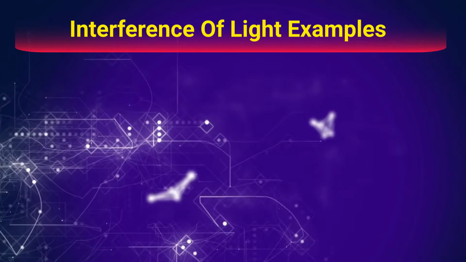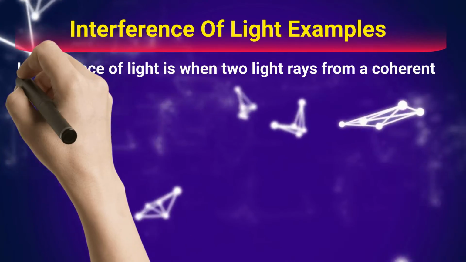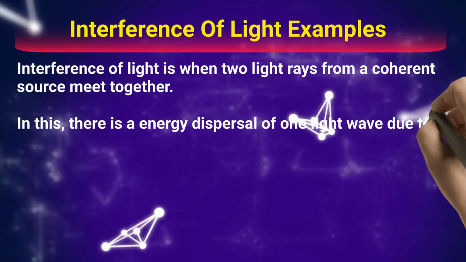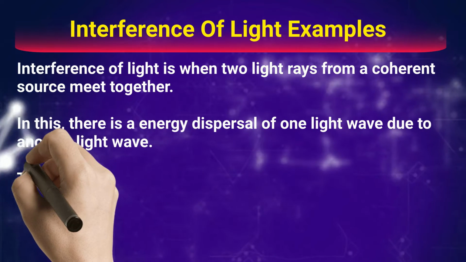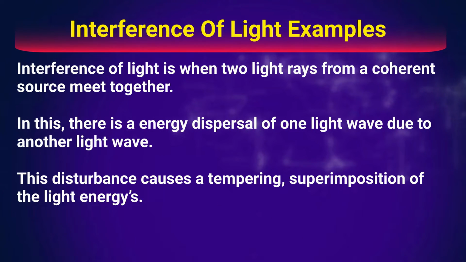Let's start with the objectives of this tutorial. Interference of light is when two light rays from a coherent source meet together. In this, there is an energy dispersal of one light wave due to another light wave. This disturbance causes a tempering, superimposition of the light energies.